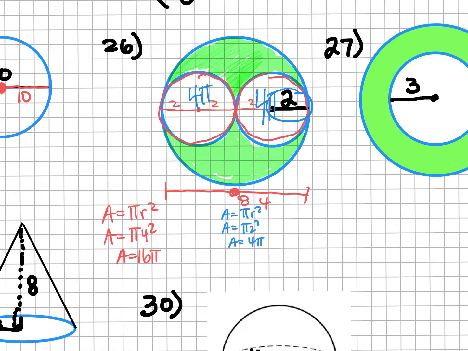So the big one was 16 pi, and we took away a 4 pi, and we took away another 4 pi. So 16 pi minus 4 pi minus 4 pi, because 4 pi is this circle, and the other 4 pi is this circle, so we just took them out of there, and that leaves us with the green area, so the area is 8 pi units cubed.